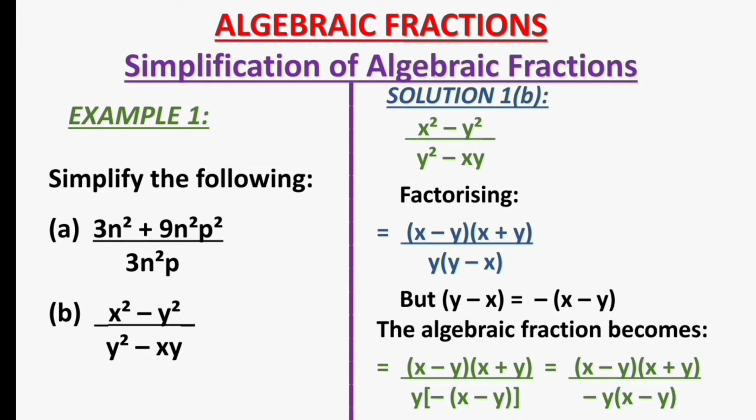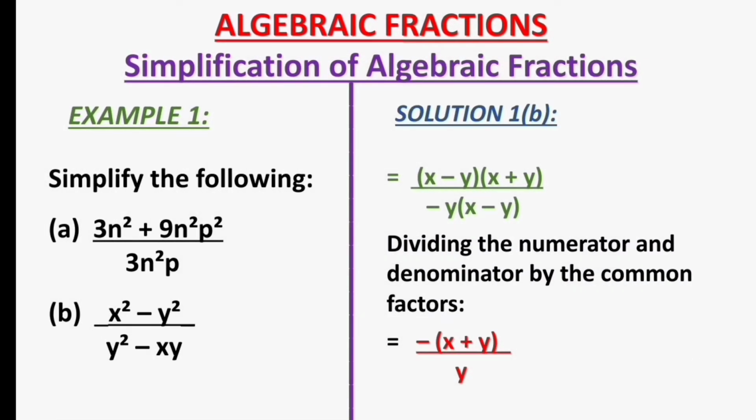At this point, when you divide the common factors in the numerator and denominator, what do you think will be the answer to example 1b? Let's see if you are right. Dividing the numerator and denominator by the common factors, the answer to example 1b is the negative of x plus y divided by y. I hope you got that right.